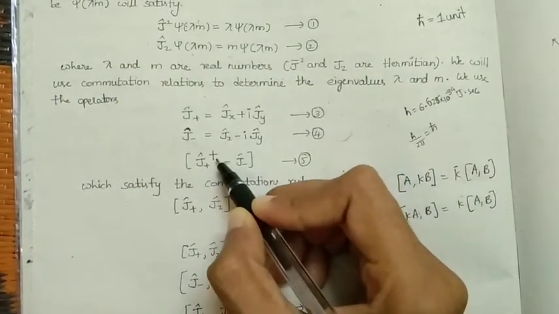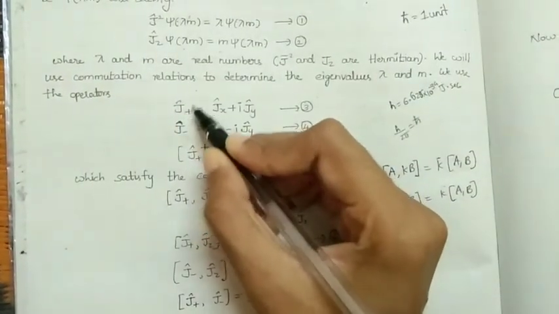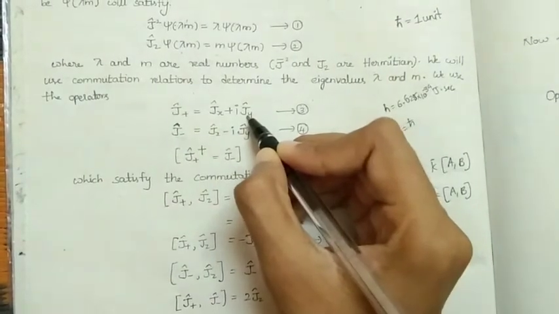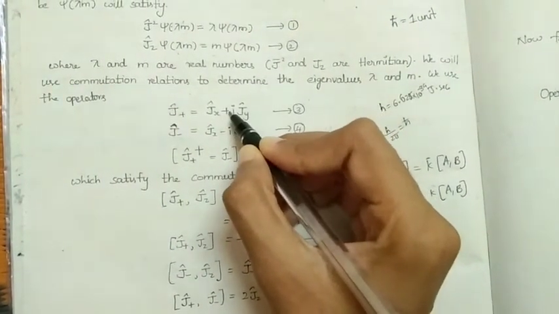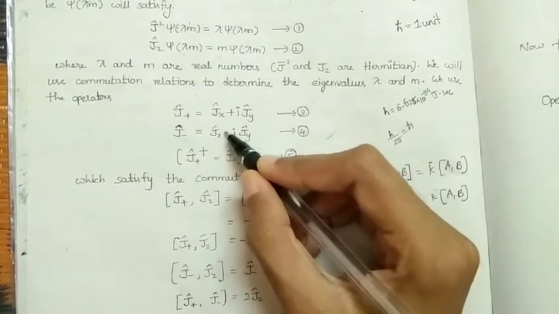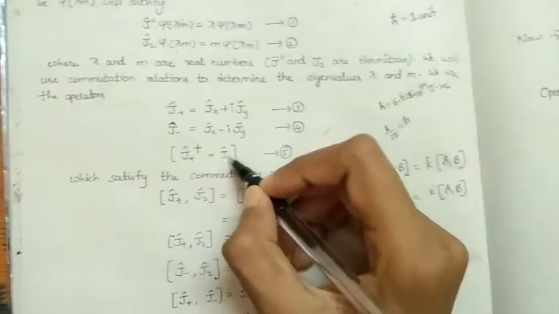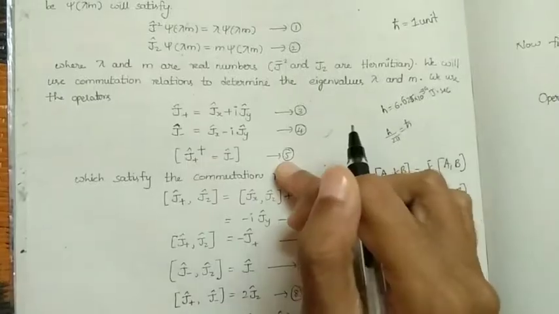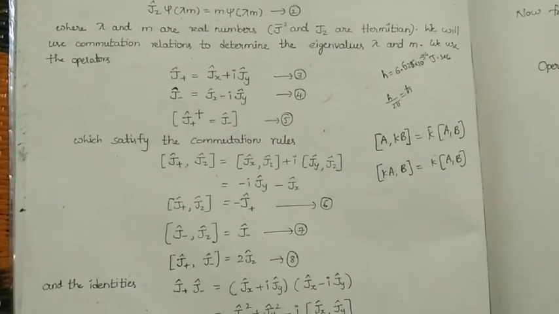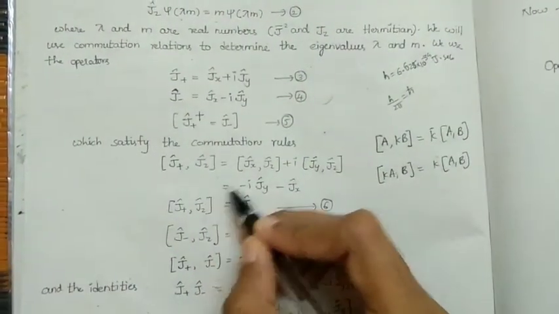That means if we consider the complex conjugate as well as the transpose. First, the complex conjugate of Jx plus iJy: in the place of plus i, we would have minus i. Jx stays Jx as usual, and plus iJy becomes minus iJy. So J plus dagger is nothing but J minus, which satisfy the commutation rules. So J plus and J minus would satisfy these commutation rules.